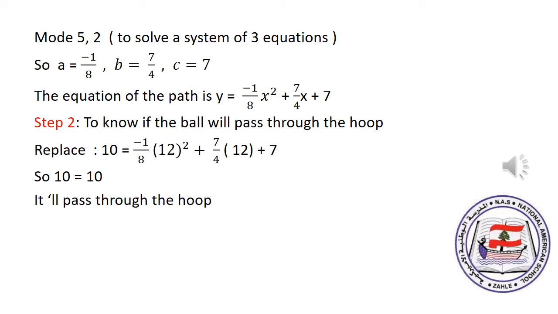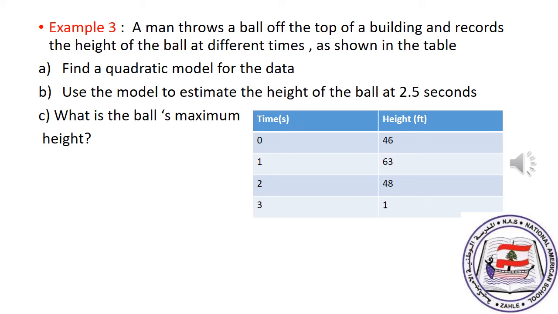Step 2. To know if the ball will pass through the hoop, we need to replace by the coordinates of the center of the hoop in the equation. So replace x by 12 and y by 10. Since we get 10 equals 10, the coordinates of this point verify the equation, so the ball will pass through the hoop.